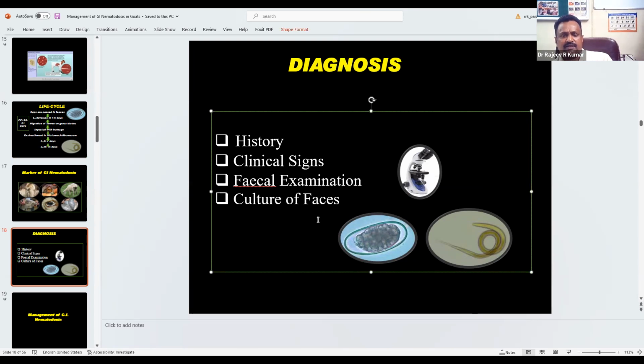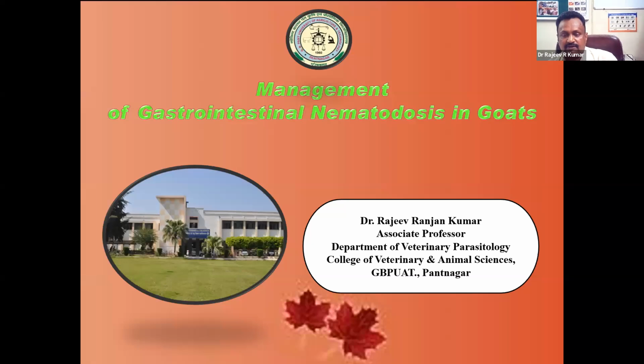It is a simple technique. Anybody can perform it in the laboratory. We just culture the feces, and within 1 day, infective larvae develop from the cultured feces. The character of infective larvae varies from parasite to parasite. So on that basis, we can confirm our animal is infected with this kind of parasite.